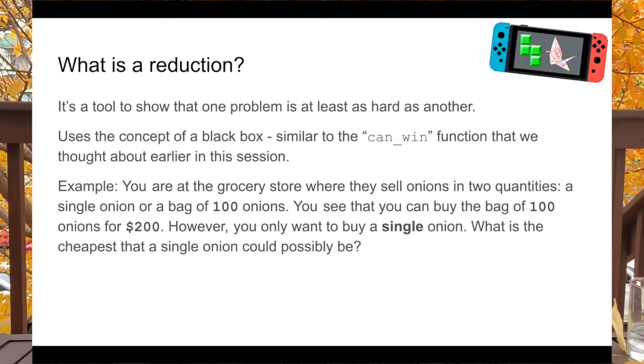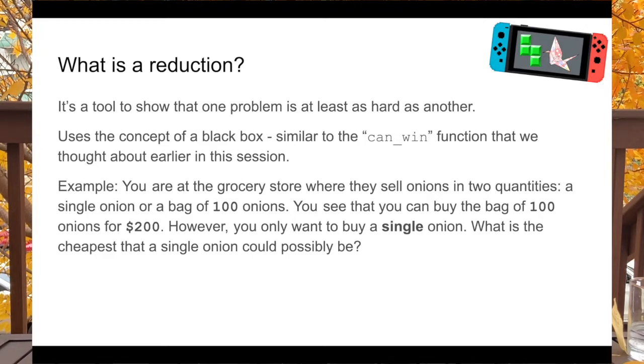So I'll give you a practical example. Let's say that you're at the grocery store and you want to buy an onion. The grocery store sells onions in two quantities, either a single onion or a bag of 100 onions. You don't yet know the exact cost of a single onion, but somehow you know that a bag of 100 onions costs $200. So the question is, can we use that information to reason about the cost of a single onion?